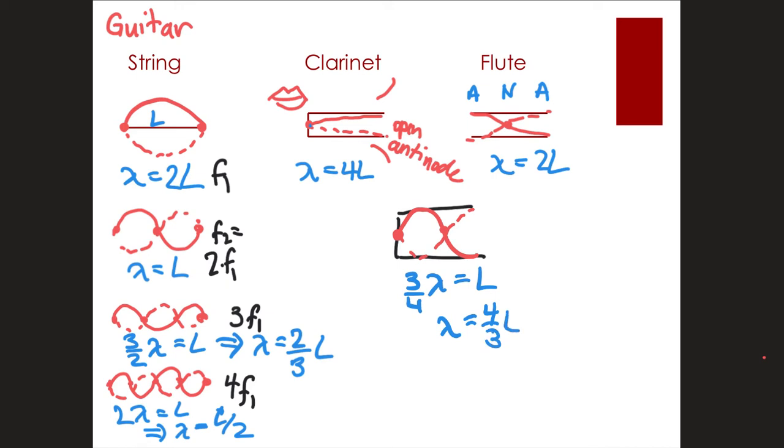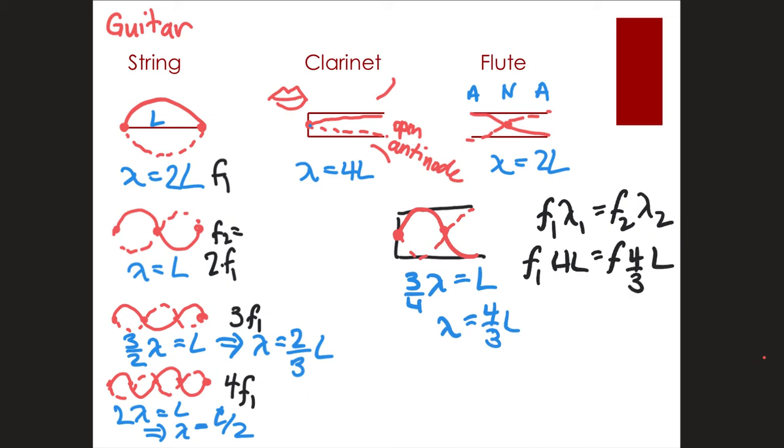Let's work through in terms of our speeds and our wavelengths. So f1 lambda 1 should be equal to, let's call this 2 for now, f2 lambda 2. It was 4L, and now I've got 4/3 L. So if I move this around, I'm going to have now that f2 is actually 3 times f1. So what ends up happening with a clarinet is that the next possible one is 3 times f1.